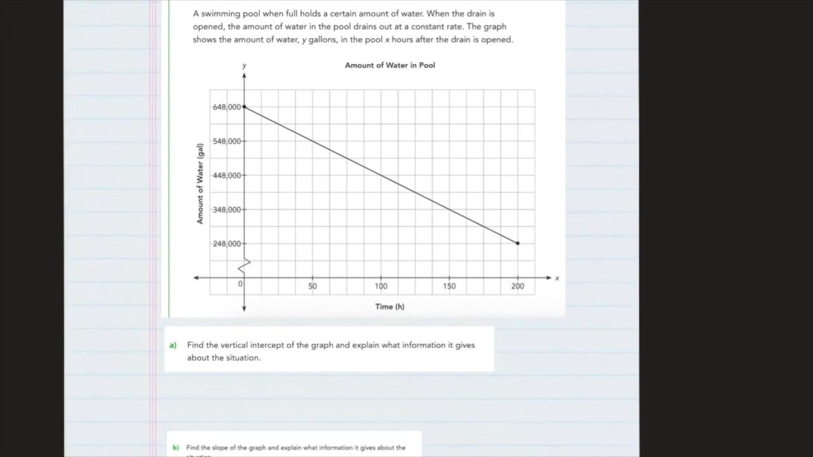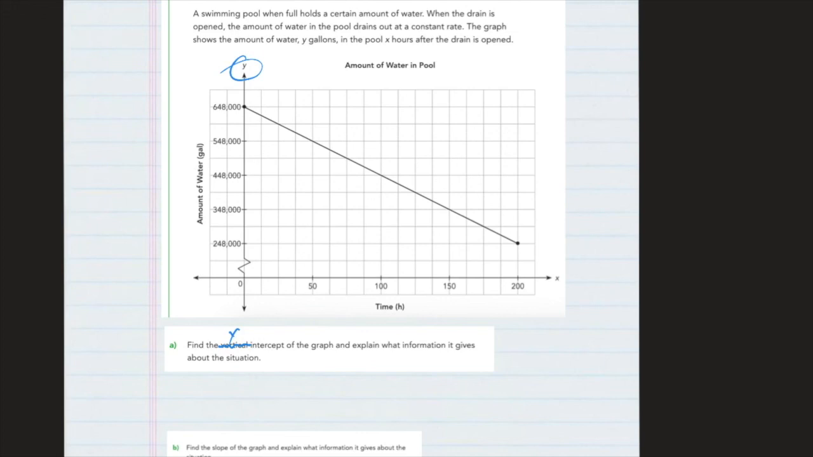So the vertical intercept is also the y-intercept in this case, because it says right there that the variable is y. Let's show that in blue. Okay, so we're looking for the y-intercept, and explain what it means about the situation.